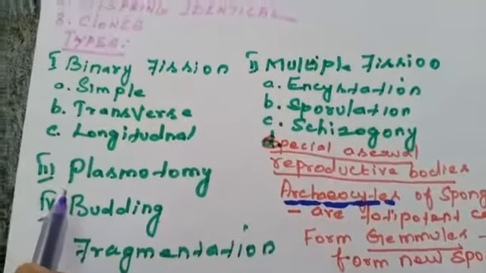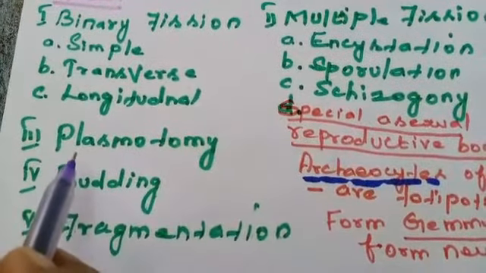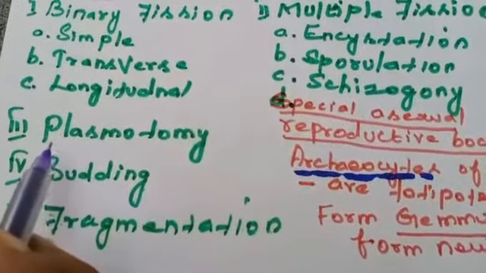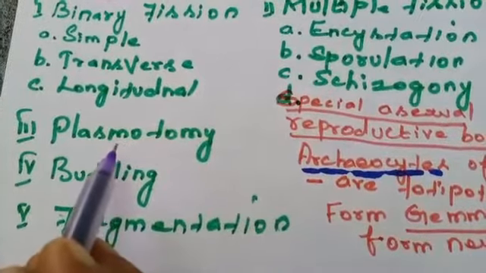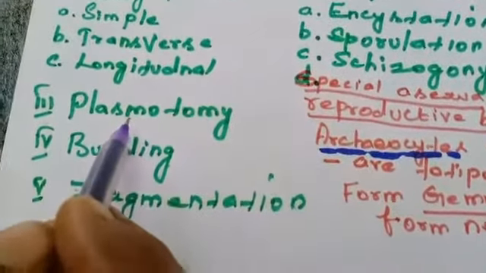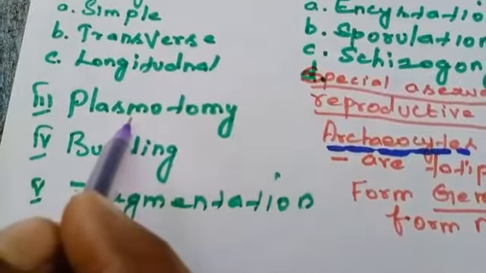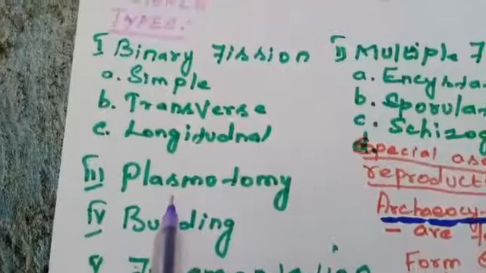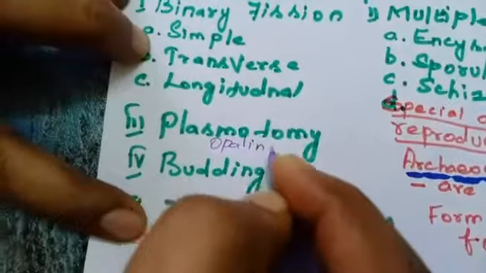Plasmotomy. Plasmotomy is the division of a multinucleate protozoan into several small multinucleate daughters without nuclear division. Then the daughters grow and regain the normal number of nuclei by nuclear division. Example for plasmotomy, that is opalina.